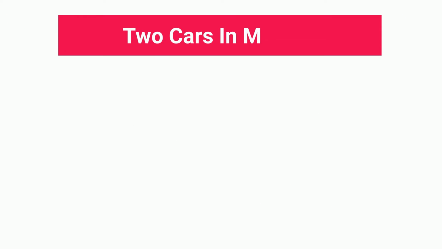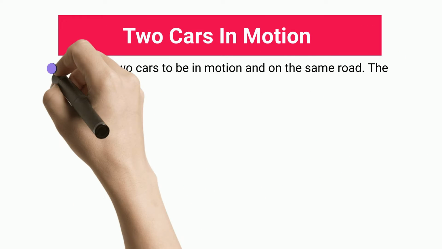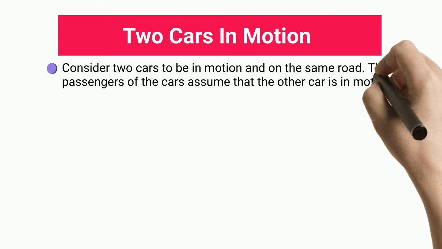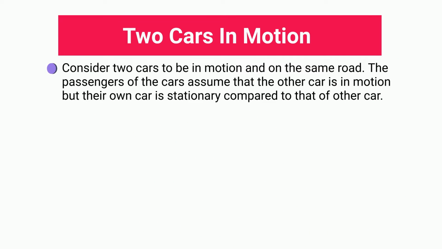Two cars in motion. Consider two cars to be in motion and on the same road. The passengers of the cars assume that the other car is in motion, but their own car is stationary compared to the other car.